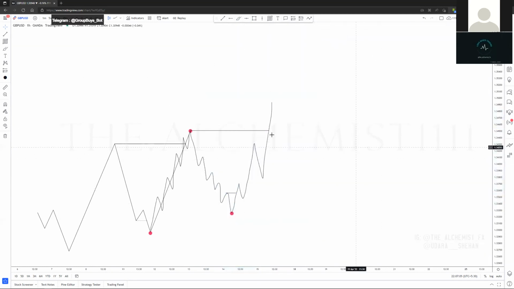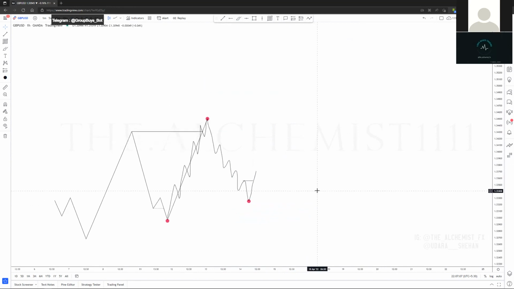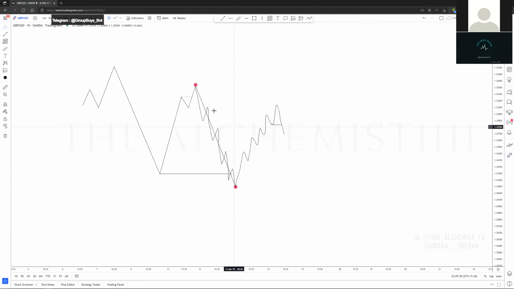I have a little question. Did you learn this from ICT too? Yeah, I learned internal and external range liquidity from ICT, but this I backtested and came up with on my own. I didn't learn it from anyone else. Okay, nice.